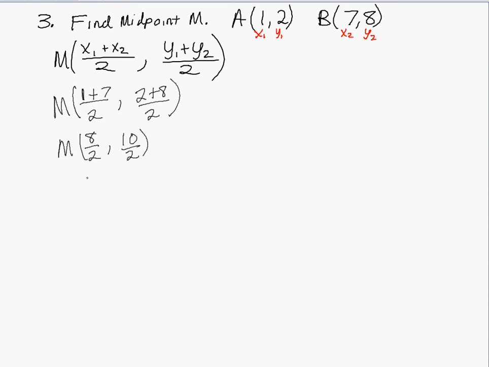And you guys know this. This is just simple arithmetic here. M has the coordinates of 4, comma, 5. So if I were to graph 1, 2 and 7, 8, I know that the midpoint is at coordinates 4 and 5. Okay? Next card.